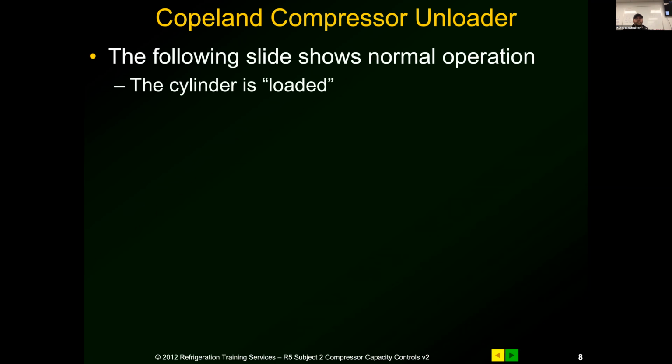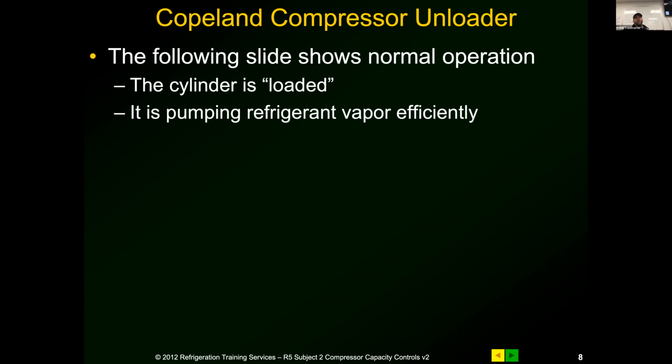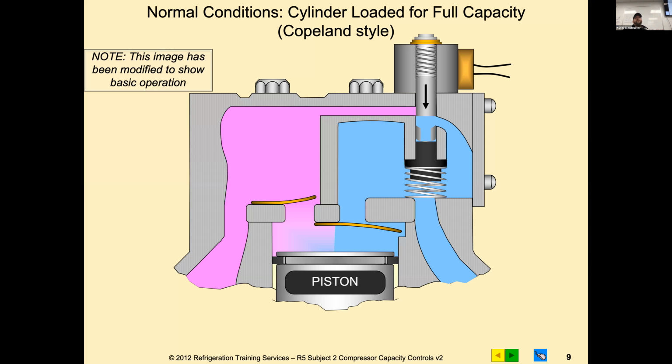So we're going to show you a cutaway of a Copeland compressor and a Carlisle of how the unloader works inside. So you guys can kind of see how that's working when that energizes and de-energizes that cylinder coil. So the cylinder is loaded, it is pumping refrigerant vapor efficiently. So this is a Copeland. It's going to be a reed valve style. It's just based on the graphic. So like an LAC or a K-body, or this is the type that they're talking about.